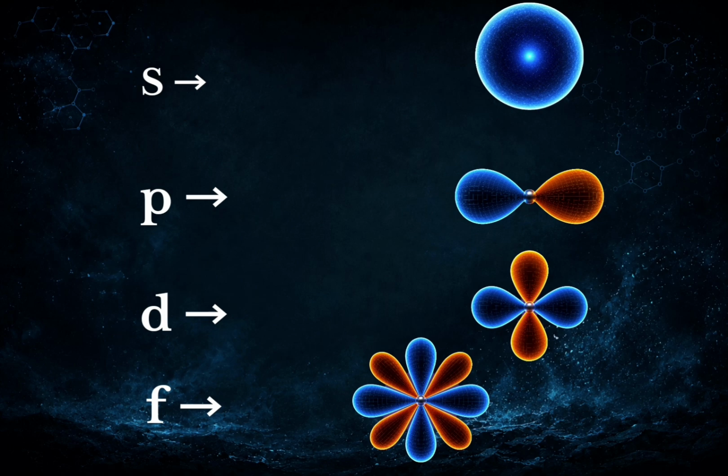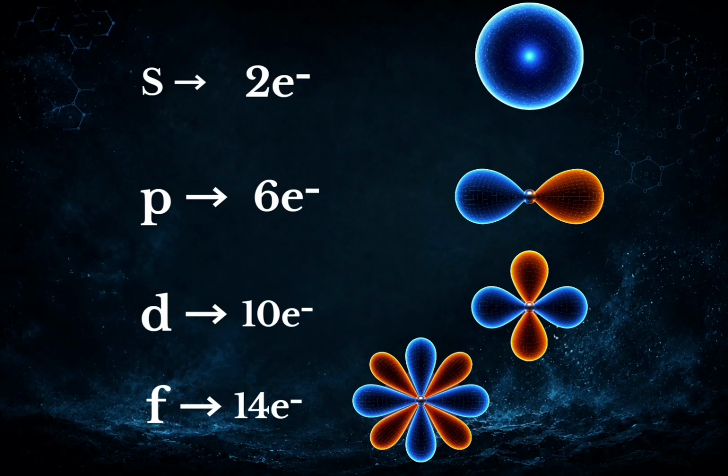Now let's talk about how many electrons each subshell can hold. The S subshell can hold a maximum of 2 electrons. The P subshell can hold a maximum of 6 electrons. The D subshell can hold a maximum of 10 electrons, and the F subshell can hold a maximum of 14 electrons. These values are very important because we use them while learning electronic configuration.